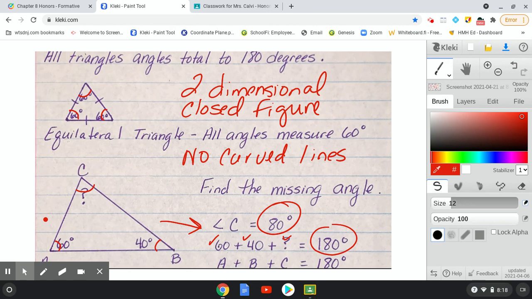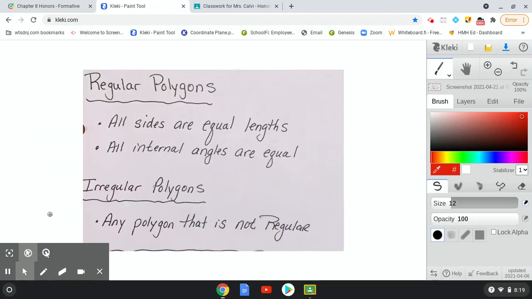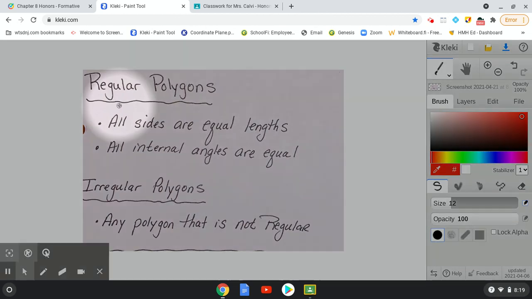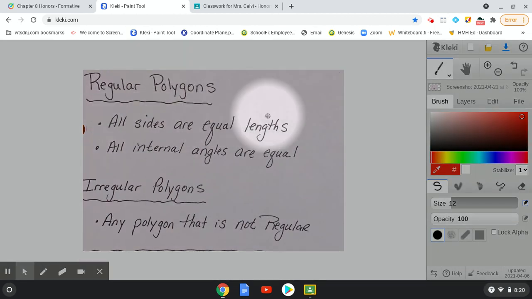Now, when we get into other polygons and need to know what they measure, there's a little bit of a trick to that, and I'm going to show you that next. Before we find out how to figure out the interior angles of other polygons, I want to tell you that we have regular polygons and irregular polygons. In regular polygons, all the sides are equal lengths and all the interior angles are equal.